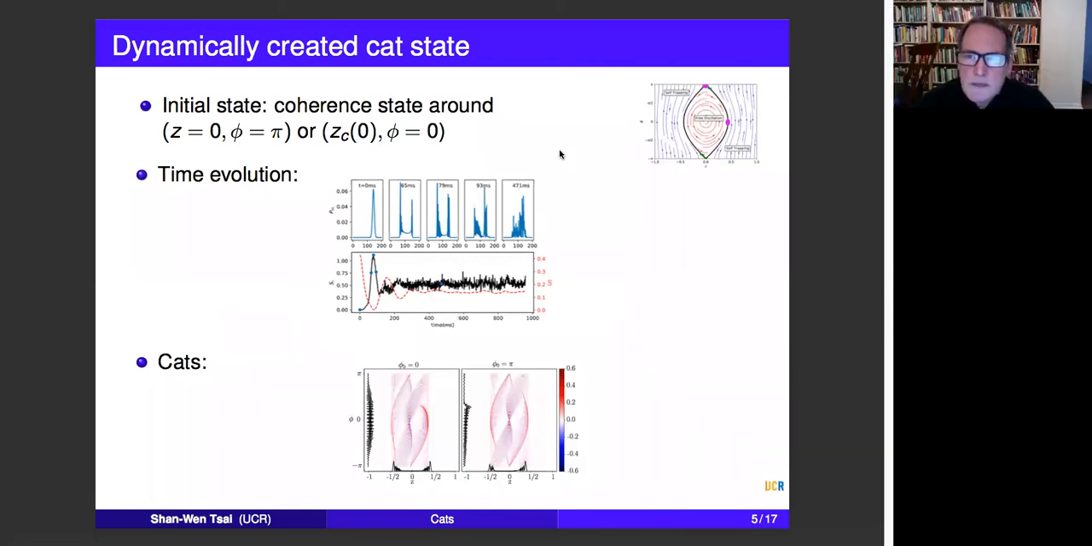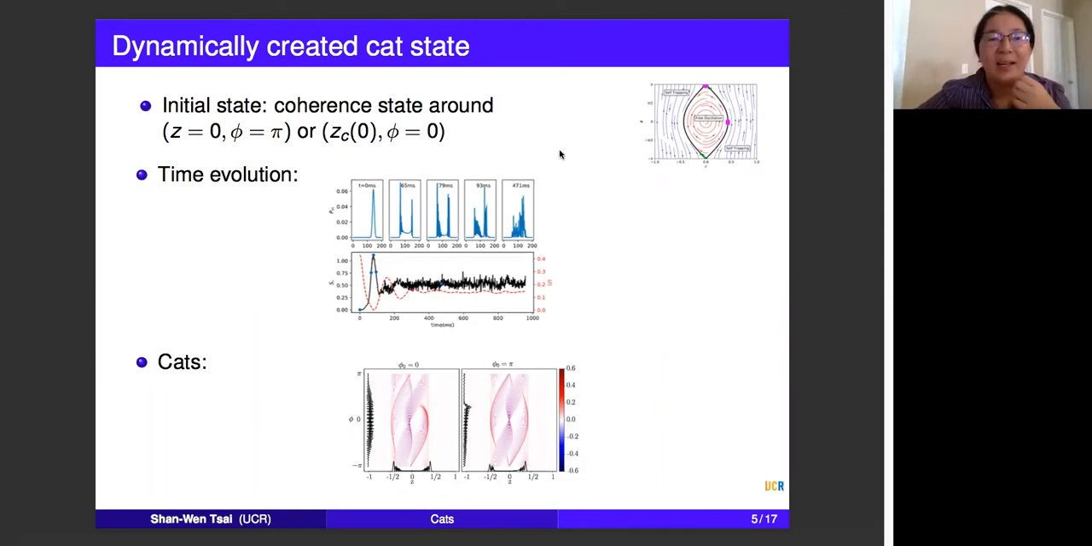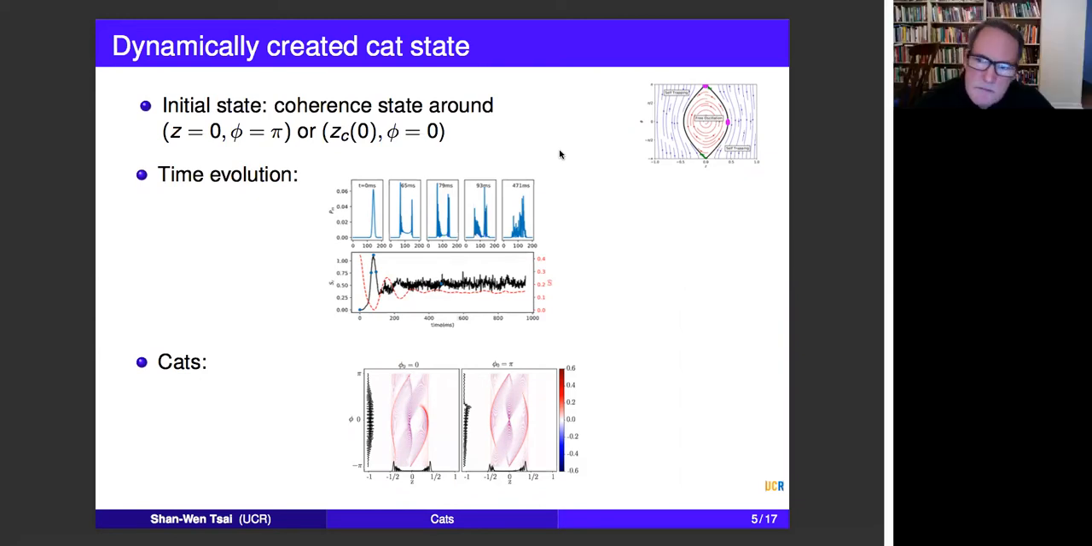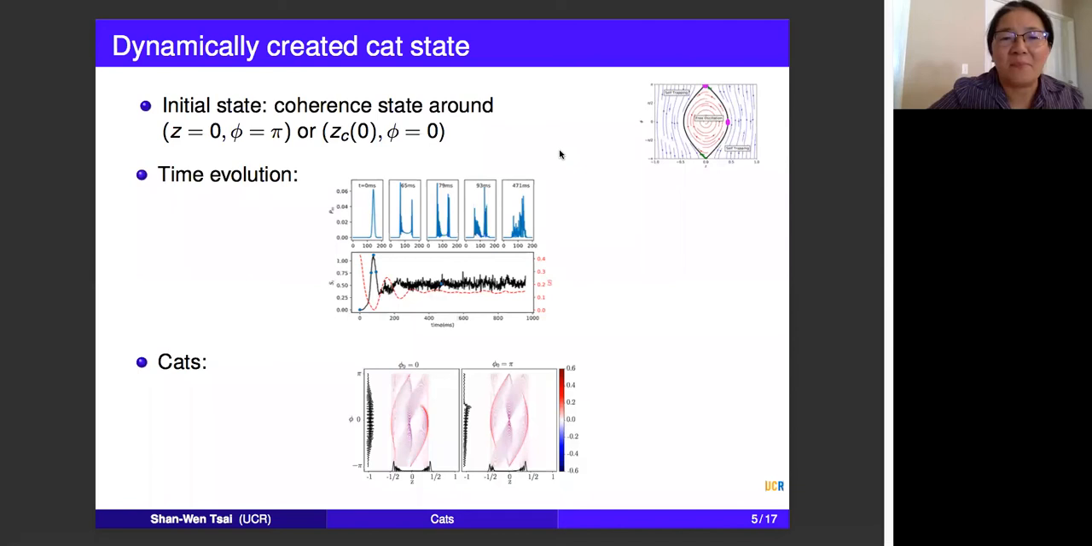And so how large is the Hilbert space here? This is done with, I believe, 100 particles. 100 particles, and they could be in one of two states. So it's a pretty large Hilbert space. Yes.